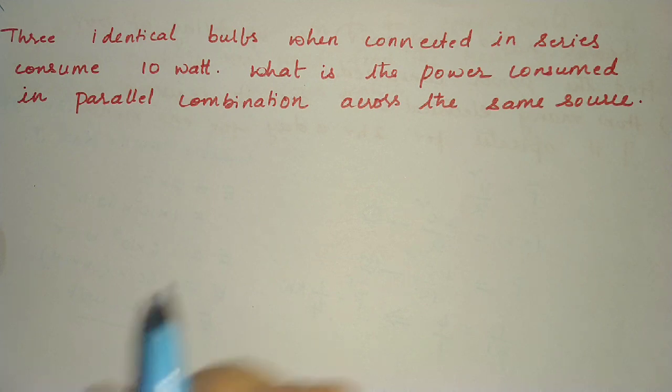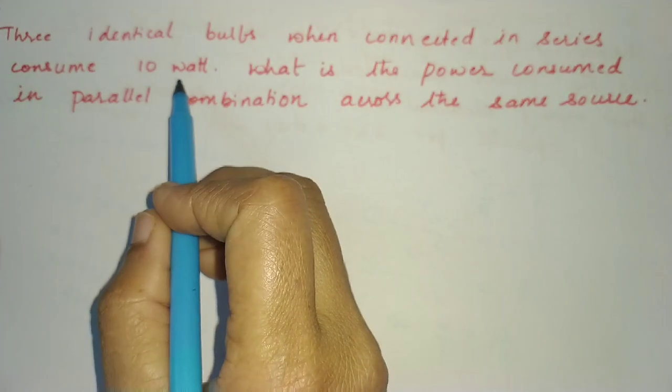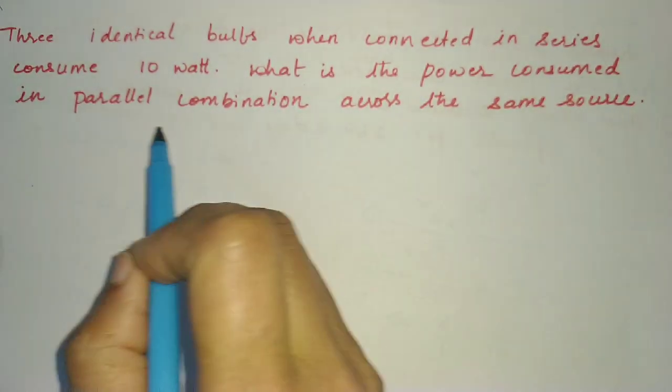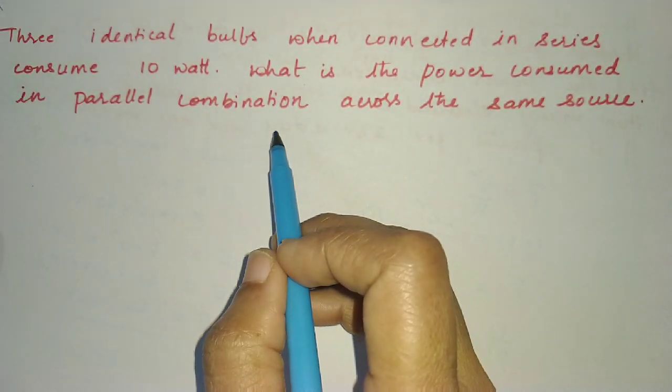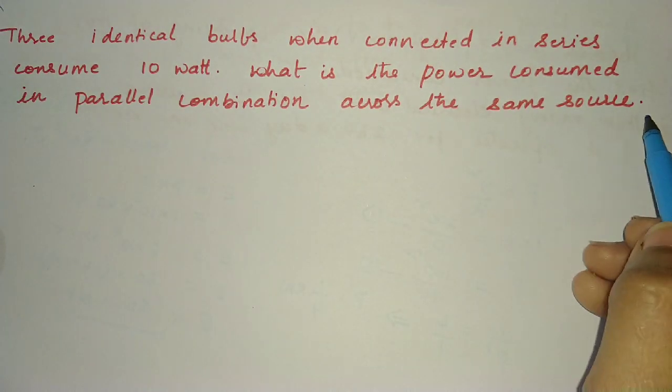Okay, three identical bulbs when connected in series consume 10 watt. What is the power consumed when they are in parallel combination across the same voltage? That means the same source.